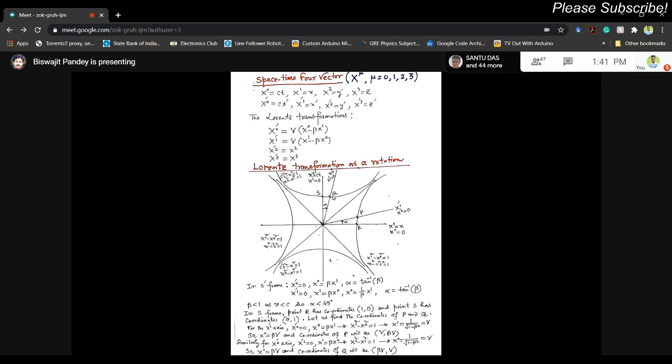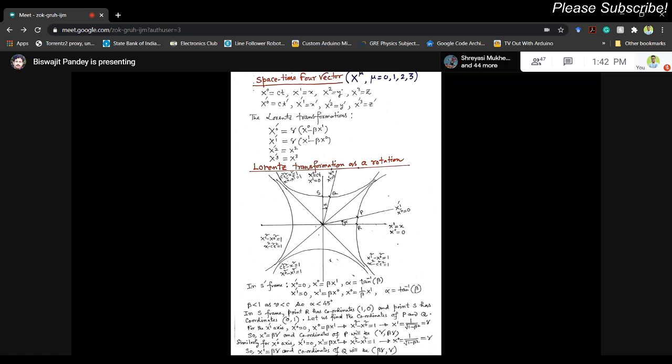Okay. So this new set of axes drawn here, x1 prime and x0 prime, are the space-time axes in the prime frame. And here we see that the angles are the same. You see, this is rotated by alpha, this is also rotated by alpha. But here is an important difference.